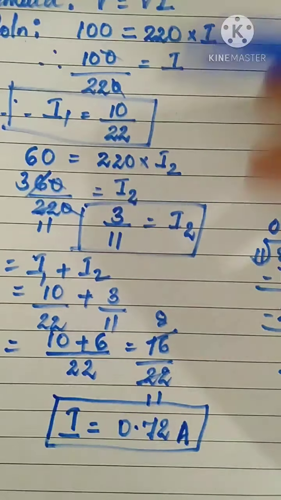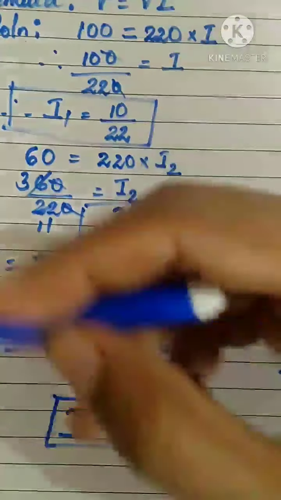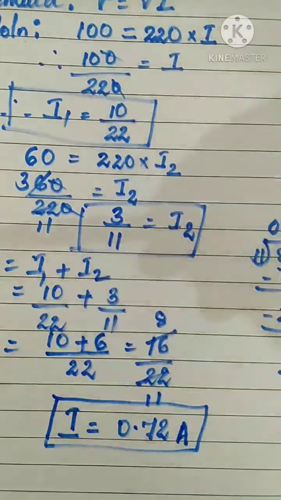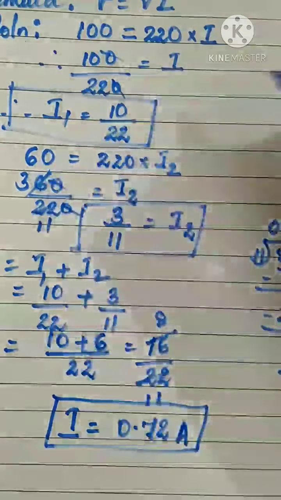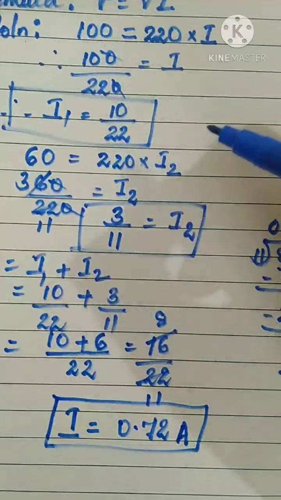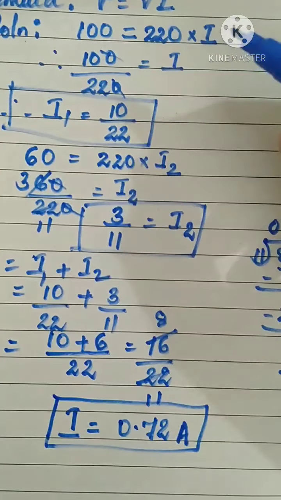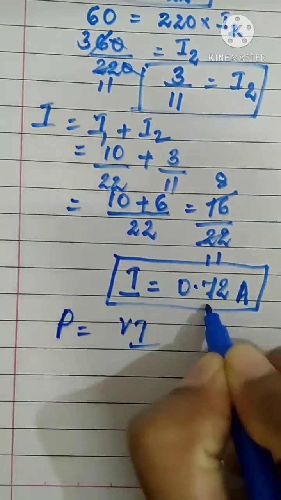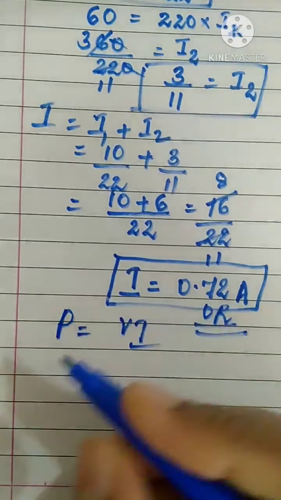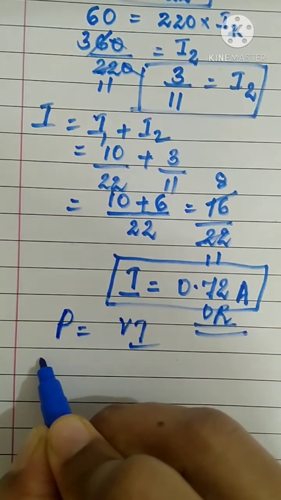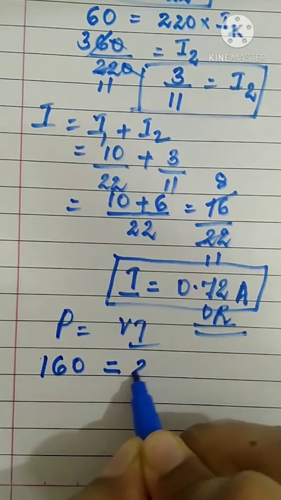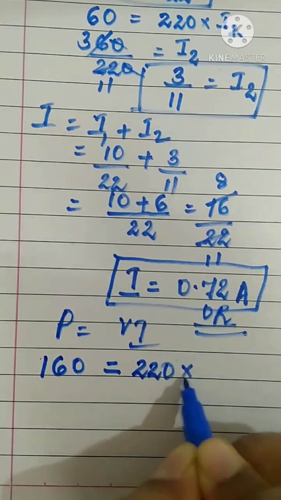Now you can do this sum by another method with easy calculation. Instead of finding I1 separately and I2 separately, you can add both powers, that is 100 plus 60, 160. Like that also you can find. For example, P is equal to VI, the formula will remain the same. Second method I am showing you. So power 1 and power 2, 100 plus 60 we got 160. V will remain same, 220 into I.